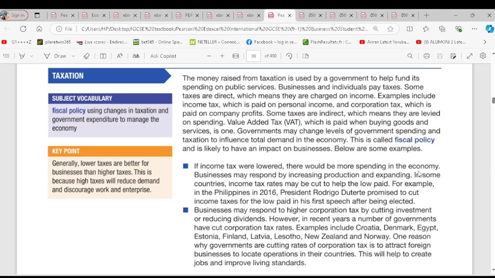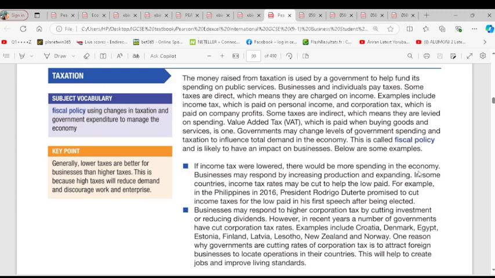The money raised from taxation is used by government to help fund its spending on public services. Businesses and individuals pay taxes. Some taxes are direct, which means they are charged on income. Examples include income tax, which is paid on personal income, and corporation tax, which is paid on company profit. Some taxes are indirect, which means they are levied on spending. VAT, which is paid when buying goods or services, is one.